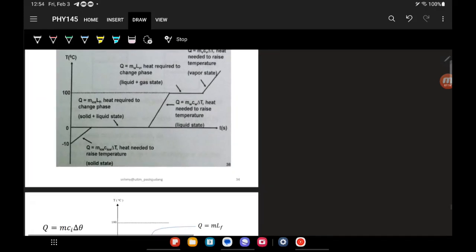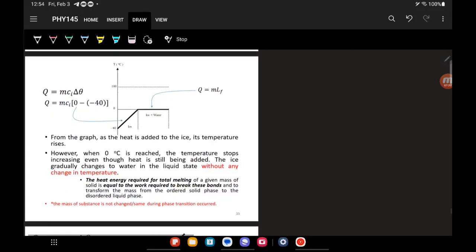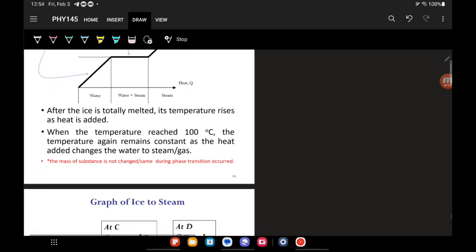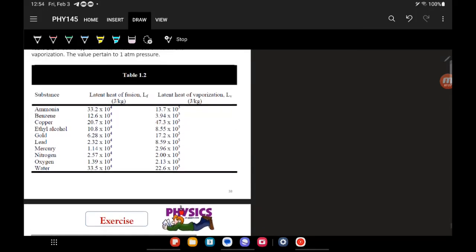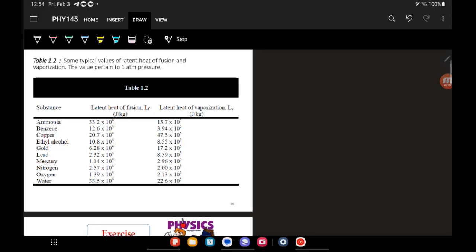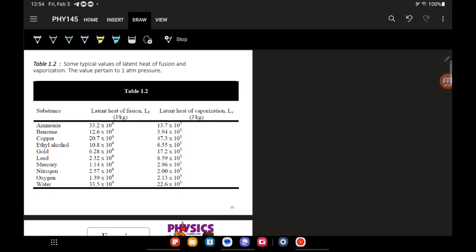Okay, so this is what I explained just now. I think that's all. So this is the specific latent heat of fusion and then latent heat of evaporation. Usually all these constants will be given to you, but we can discuss this value, where you will see the latent heat of fusion to melt.